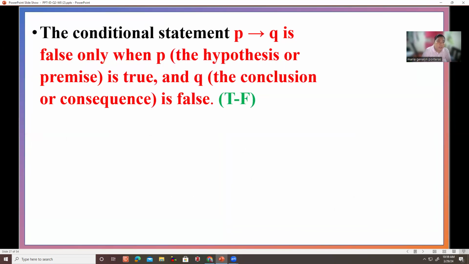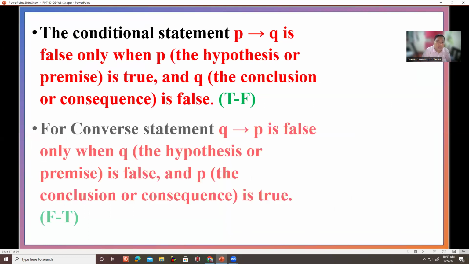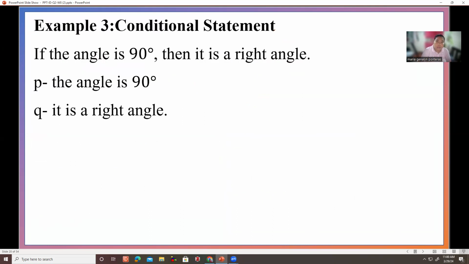As you can see, they hold the same truth value. The conditional statement P implies Q is false only when P, the hypothesis or premise, is true, and Q, the conclusion or consequence, is false. For the converse statement, Q implies P is false only when Q, the hypothesis or premise, is true, and P, the conclusion or consequence, is false.